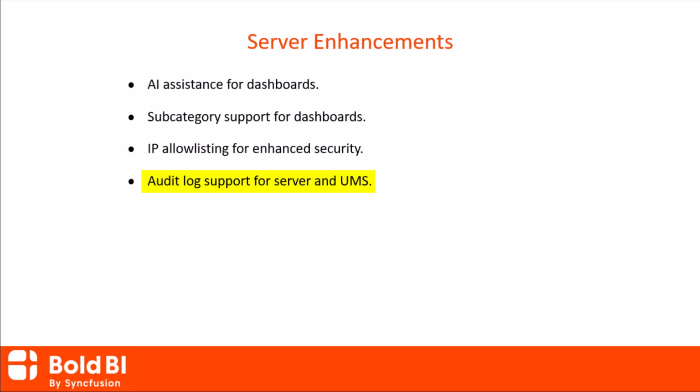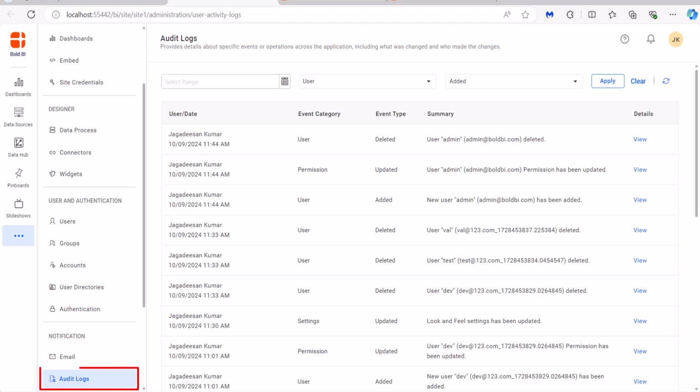The final server enhancement is Audit log support for server and UMS. This feature enables tracking of user activities on both the server and UMS, enhancing security and accountability by logging key events such as logins, data access, and system changes, ensuring a detailed record for auditing purposes. We have introduced audit log options in the settings page to support this feature.